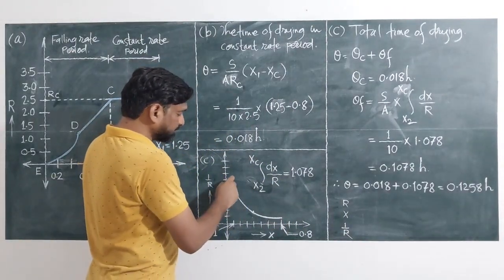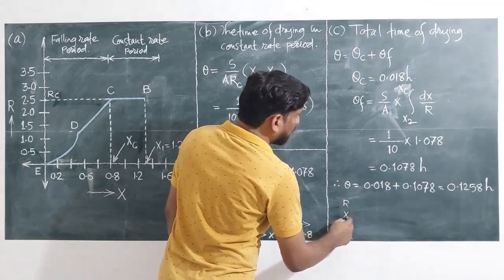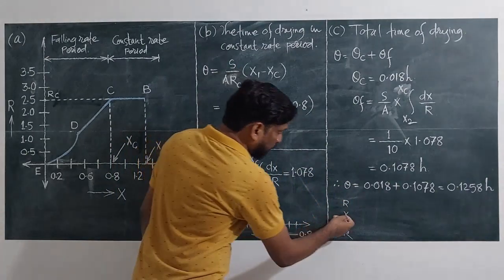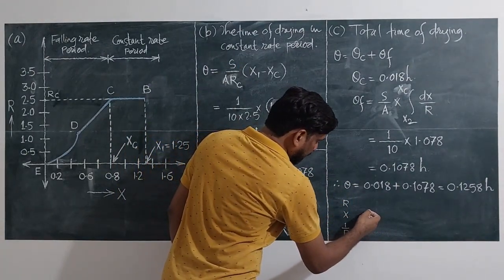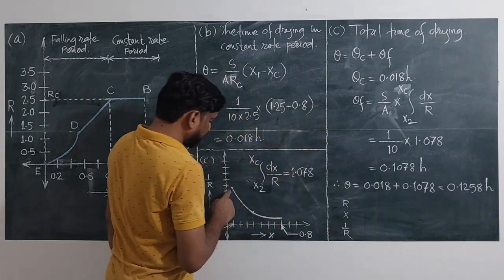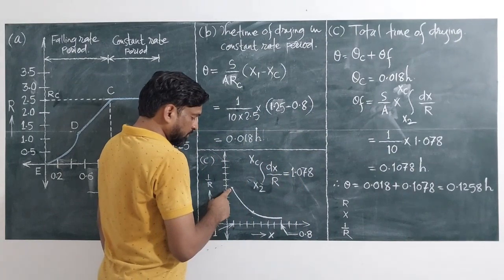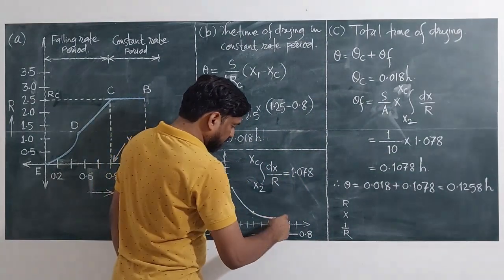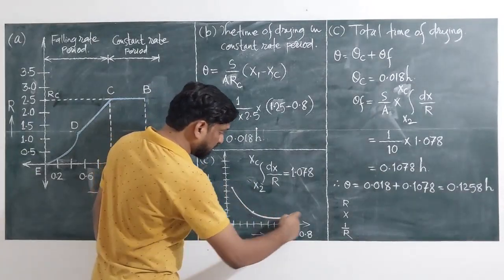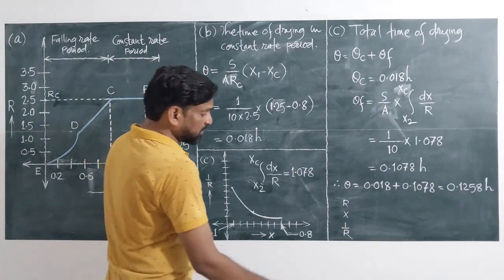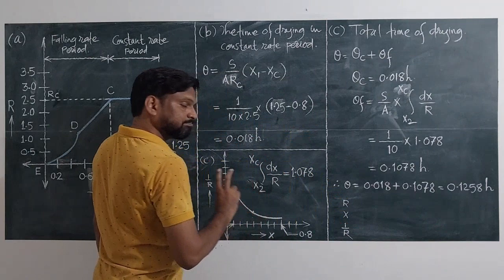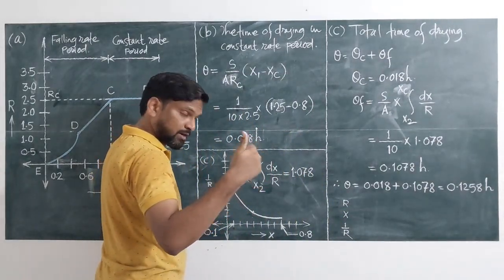Similarly here, the X2 value is 0.1, given in the problem. So whatever the value of 1 by R corresponding to 0.1, that should be the coordinates of this point. Accordingly, all points are located, and a smooth curve is drawn through all these points, from the 1 by R versus X data which we would get. Okay, understood?